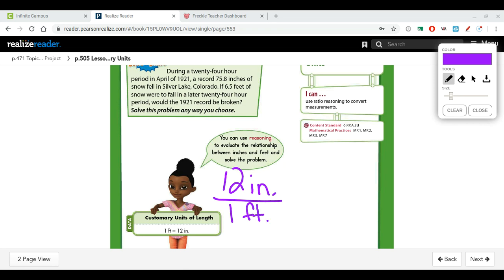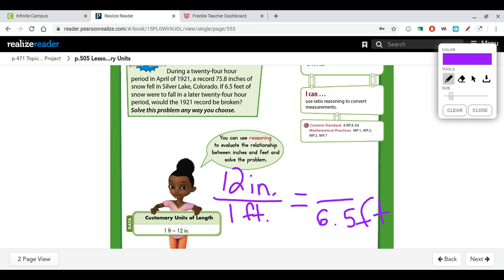When I do my conversion factor, the unit of measurement that I'm going to end up with is my measurement that's on the top. So I want to end up with inches. I want to make this in inches. I'm looking for how many inches this equals, so I'm going to do 6.5 feet. So there's my equivalent ratio that I'm going to create. Here's my rate or my conversion factor.